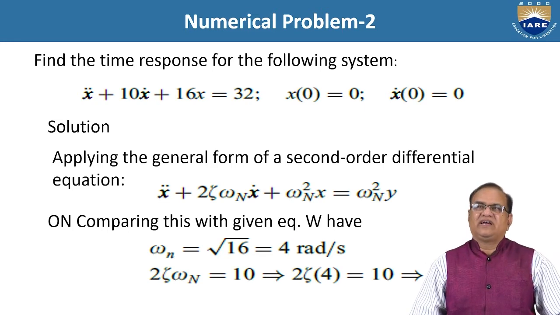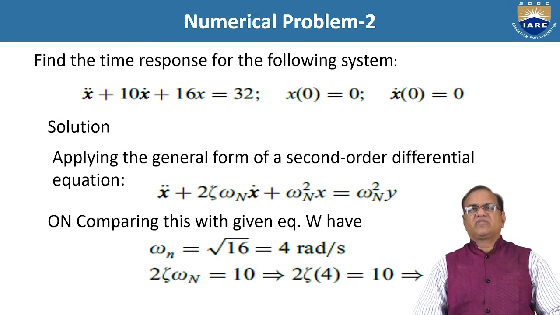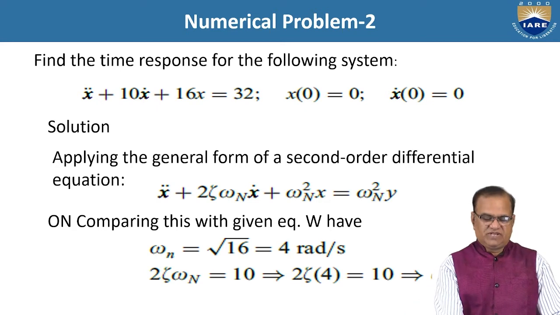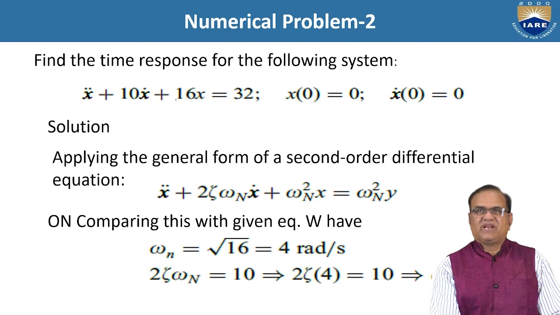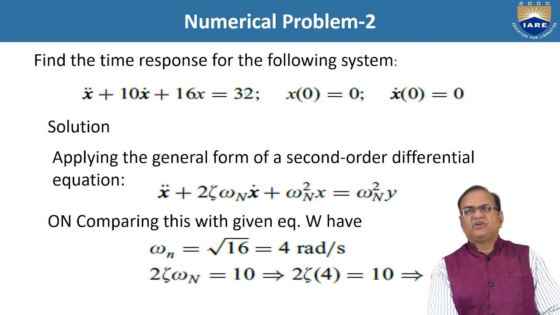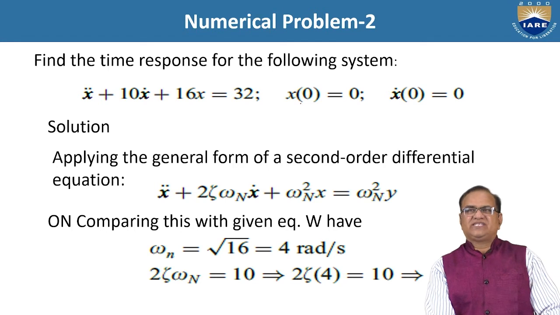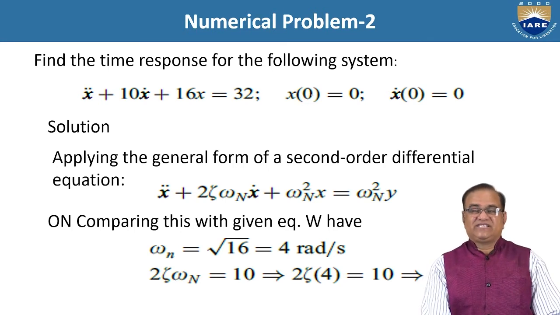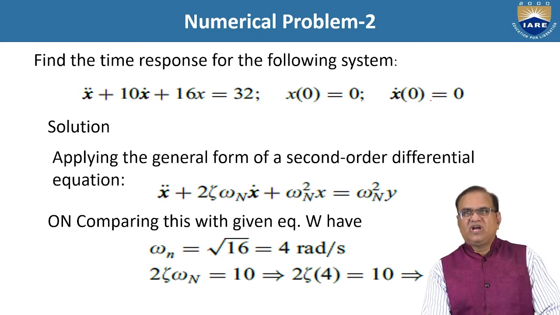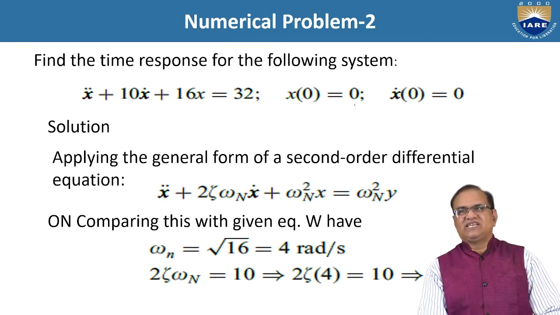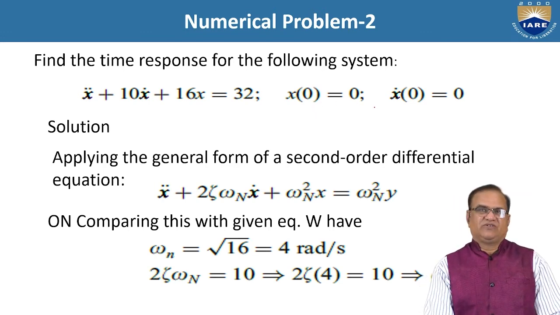Now we have the second numerical problem. In this, find the time response for the following system. The equation is x double dot plus 10x dot plus 16x is equal to 32. The conditions are given here. X at 0 initial is 0 and x dot also 0 at 0. So rate is also 0 and starting point is also 0, means the distance is also 0.